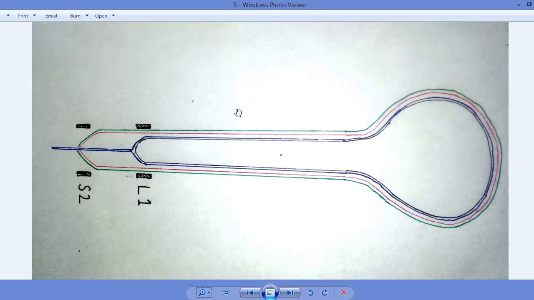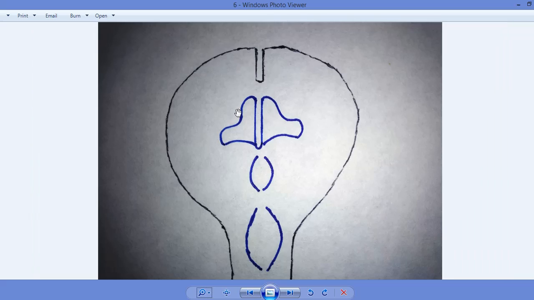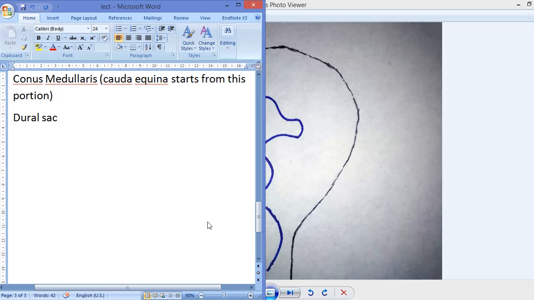Now coming to the next slide. In this slide we can see the brain, and this is the boundary of the brain. Inside the brain there are four cavities. These cavities are actually called ventricles. These are the lateral ventricles, this is the third ventricle, and this is the fourth ventricle. I'm going to write in detail.